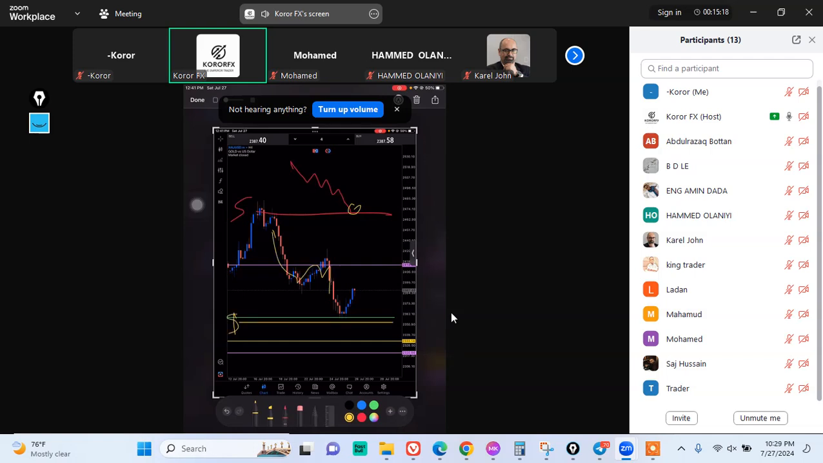Price moved, and then touched it, right? We want this last high to be taken. This last high to be taken as a breakout. Price must break here. So there is the breakout.